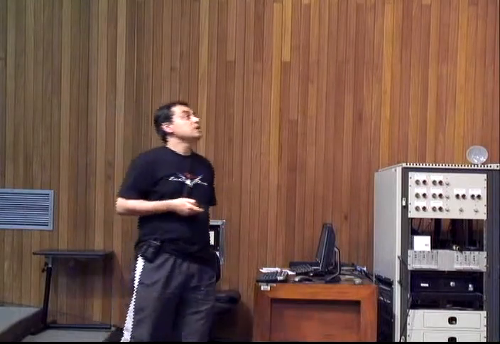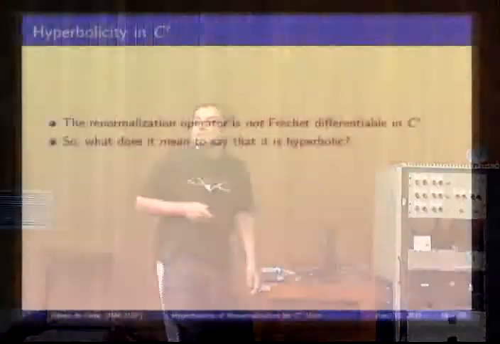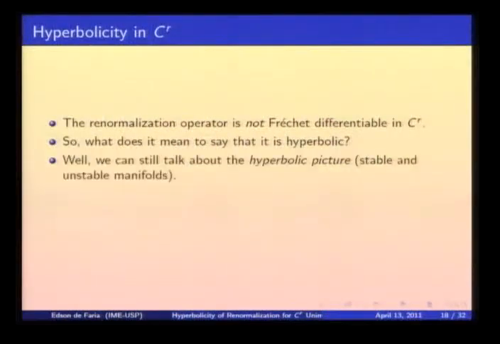So, what does it mean to say that the operator is hyperbolic? That's a question, right? Well, you can still talk about the hyperbolic picture. You define the stable sets and the unstable sets, and you say maybe these are manifolds and they're transverse to each other. Along the stable sets, you have some sort of exponential contraction. Along the unstable sets, you have exponential expansion.